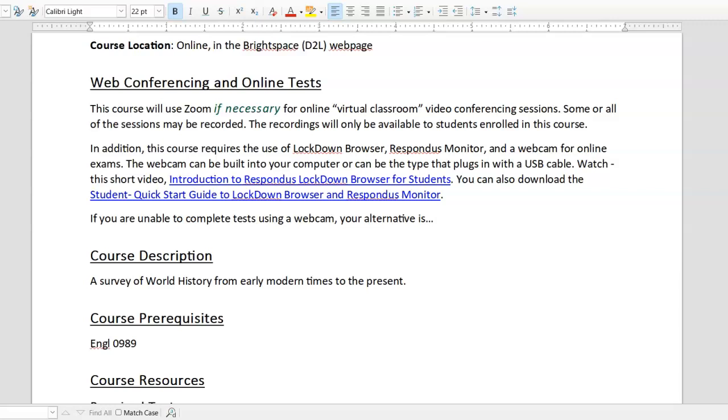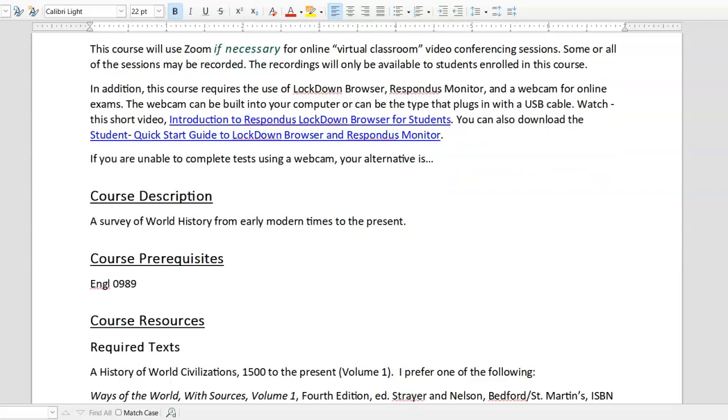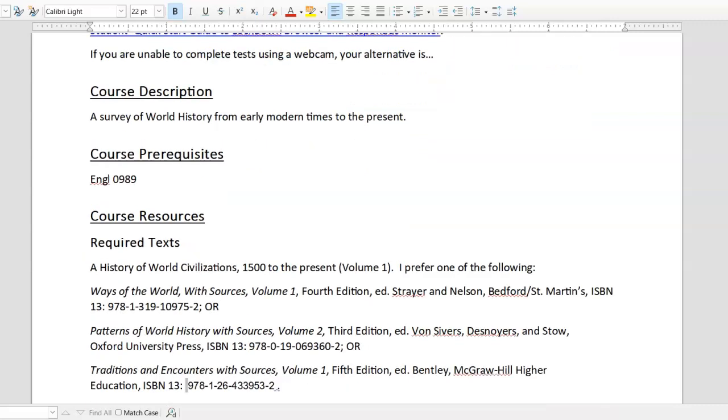For the midterm and the final, you will definitely need to have Respondus Lockdown Browser. These are 2 links to information on how to install that and what exactly it means. You also will have to have a camera on your computer, as one of the things we do with the Respondus monitor is basically record you while you're taking the test to make sure you're not using anything you shouldn't be using.